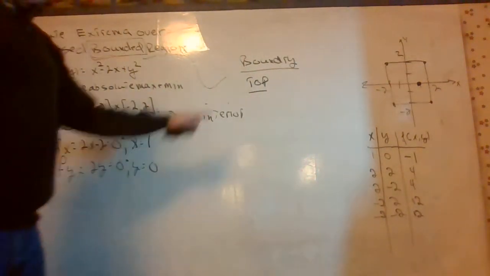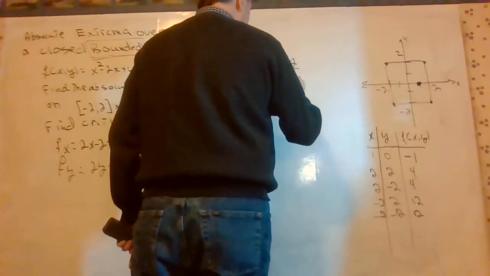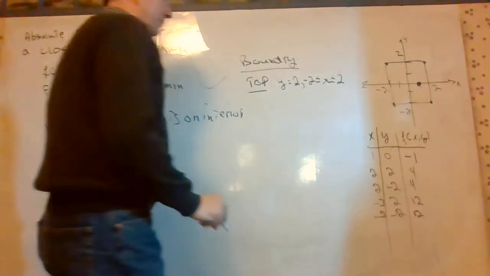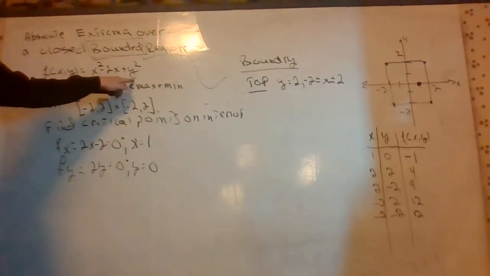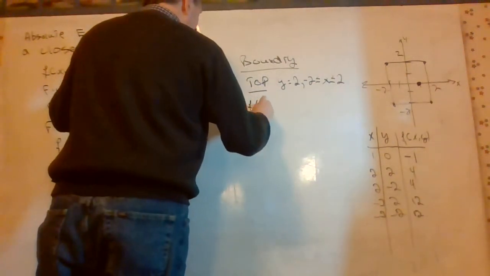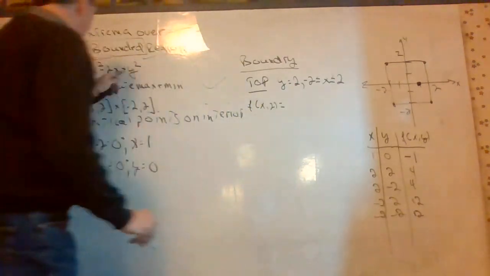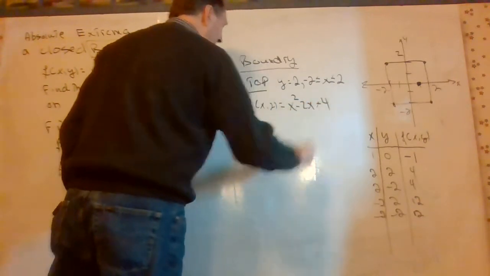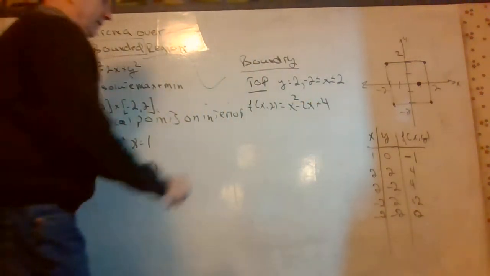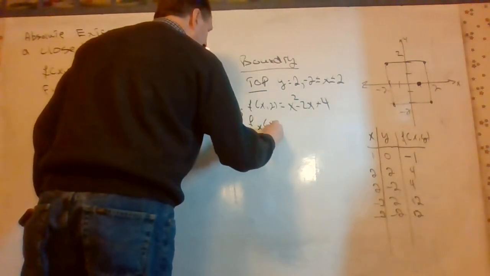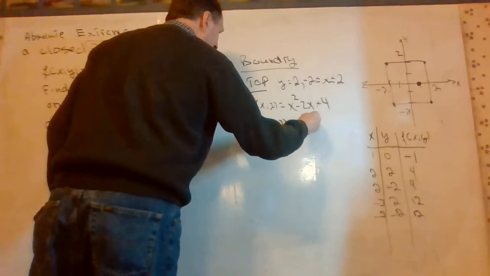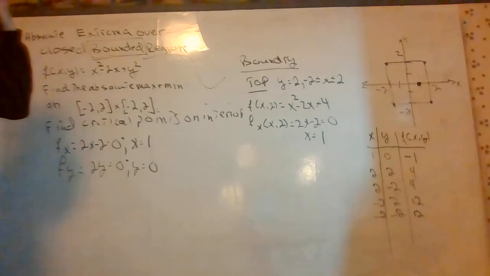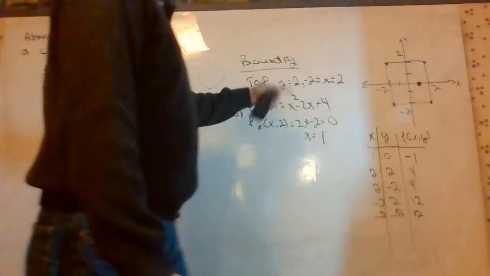Now you'll notice what happens is y is equal to 2, and x goes from negative 2 to 2. Since y is equal to 2, you can plug that in here. f(x, 2) is equal to x squared minus 2x plus 4. And the x partial is equal to 2x minus 2 equals 0, so x equals 1. So we have x equals 1, y equals 2.